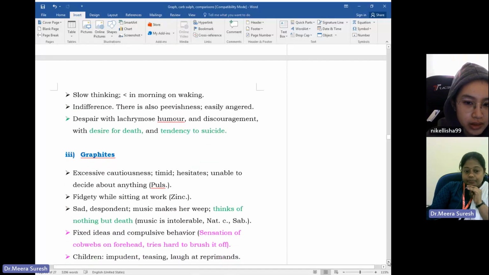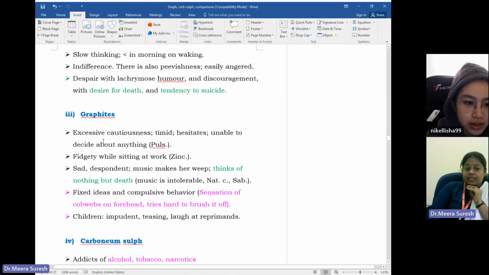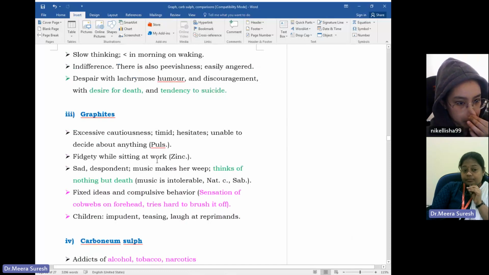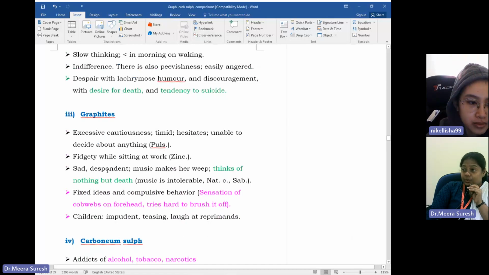And Graphites' mind is similar to the mind of Pulsatilla. They have excessive cautiousness. They're very timid, indecisive, hesitant, or they can't decide properly, like Pulsatilla. And then fidgety while sitting at work. They're sad, despondent, and they cry, or they feel sad, especially when they are hearing music. Music makes them weep. That's a characteristic feature. We have other remedies like Aconite, Sabina, Ambra grisea, then Natrum carb. We have other remedies also.